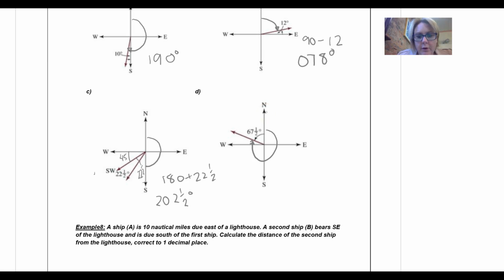This one here, how far have I turned from north? Do you get how it's how far I turn from north all the time? It's 360 minus 67.5, which brings me to 292.5 degrees, and that's the bearing.